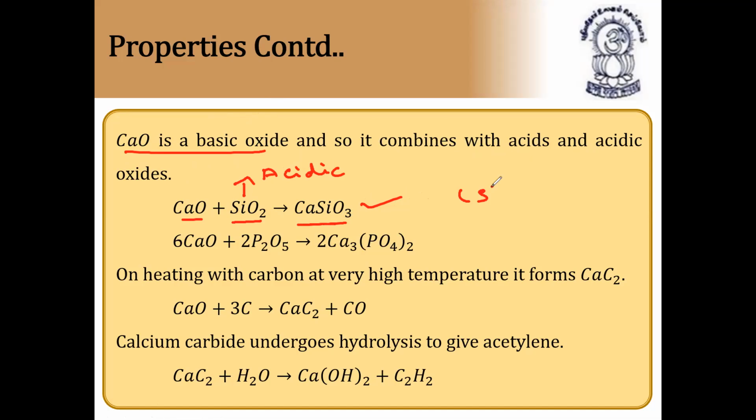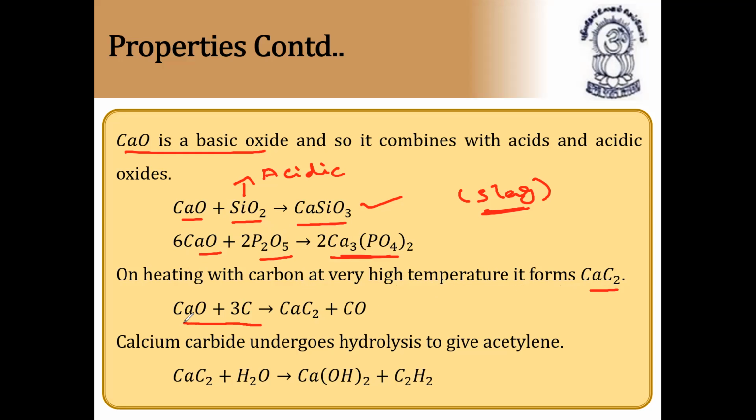It is used in metallurgy, in the extraction of metals, and it is removed in the form of slag. Similarly, calcium oxide combines with phosphorus pentoxide, which is also acidic in nature, and forms calcium phosphate. This is a salt actually, from acid and base. On heating with carbon at very high temperature, it forms calcium carbide.